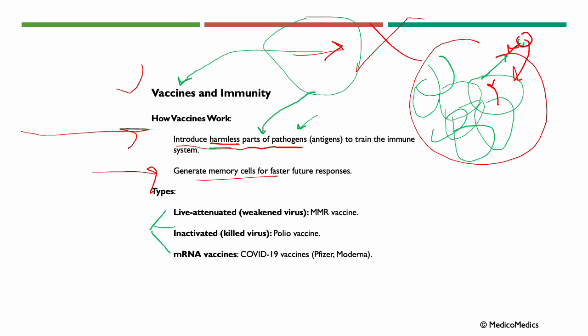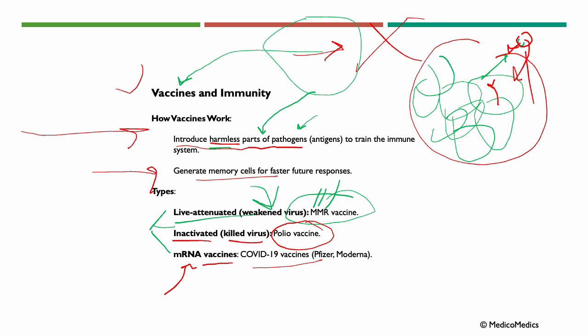And when we talk about vaccines, we have live vaccines where we use a weakened virus, for example, in the MMR vaccine, which stands for measles, mumps, and rubella. We have inactivated vaccines, where we use killed virus, like in polio. We have mRNA vaccines, like COVID-19 vaccines. So vaccines are like practice drills for your immune system. They show your body what a pathogen looks like, so it's ready to fight it when the real one shows up, so to speak.